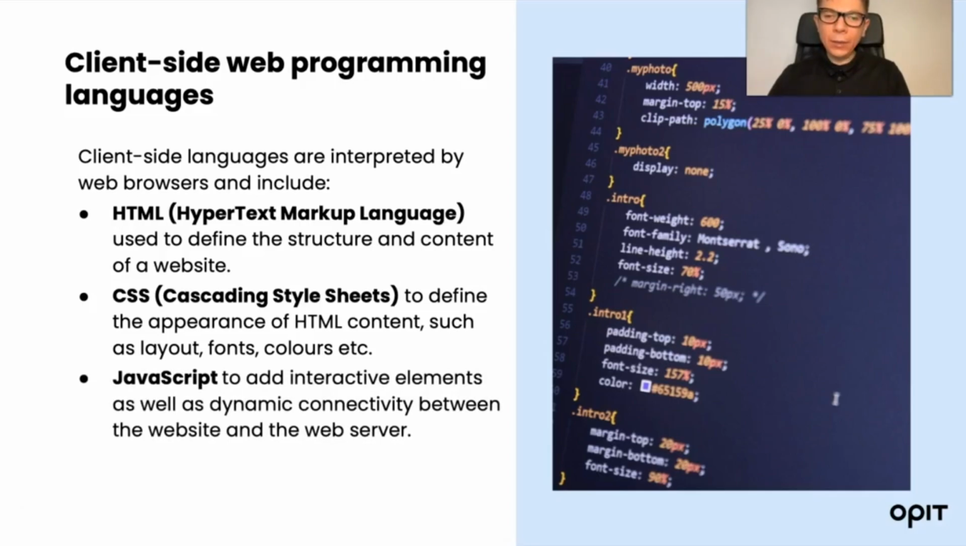And the third of the most important client-side programming languages is JavaScript. Not to confuse it with Java. JavaScript is used to add interactive elements as well as dynamic connectivity between the website and the web server. So while it is mainly used on the client side, JavaScript can also be used to make connection to a web server and request content from a web server.